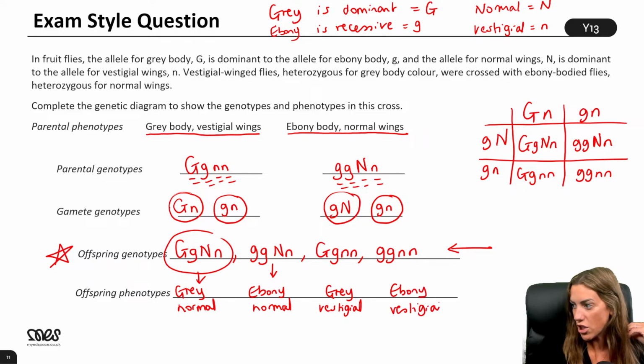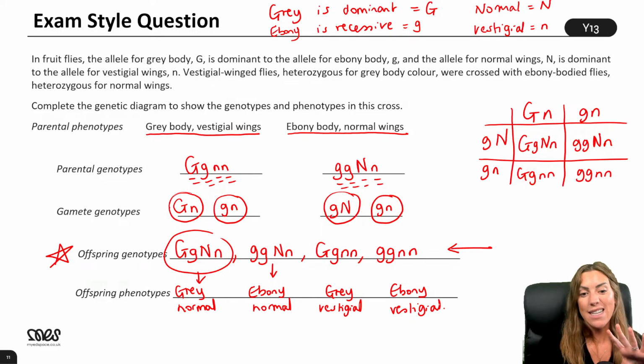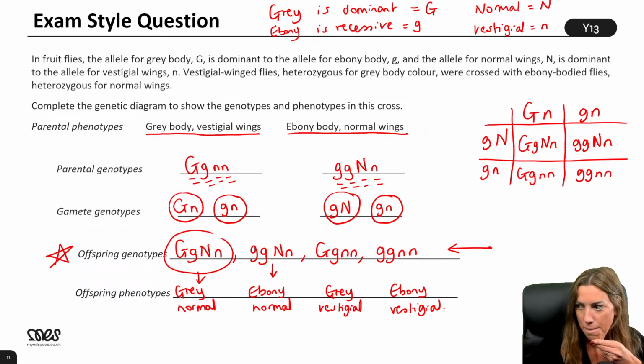So what's the ratio? It hasn't actually asked me here, but quite often for the final marking point, it would say, give the phenotypic ratio. So the ratio of phenotypes. Good, well done, guys. They're all different, aren't they?